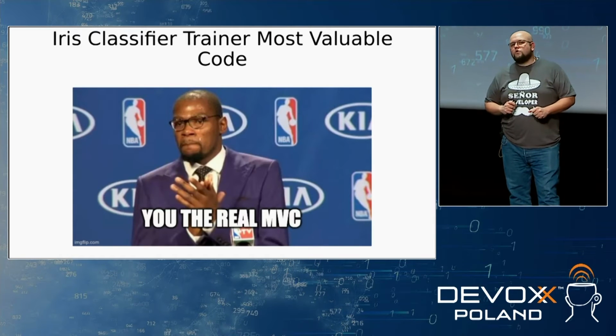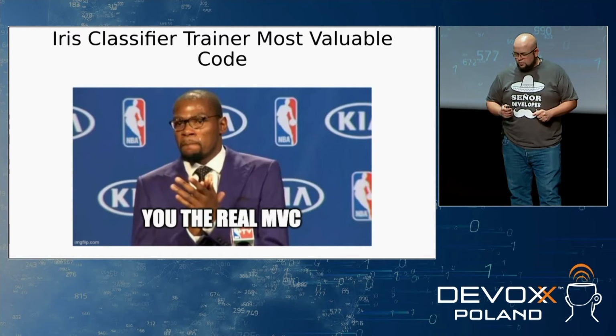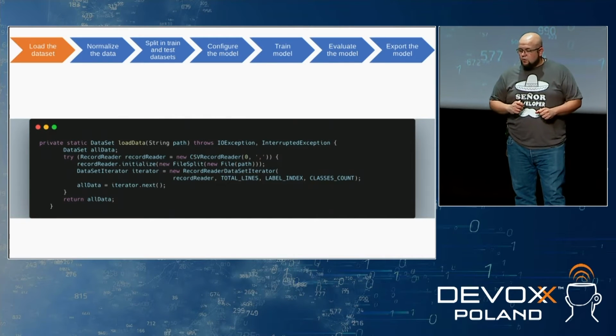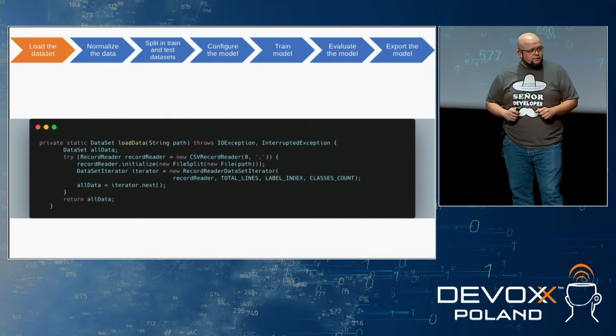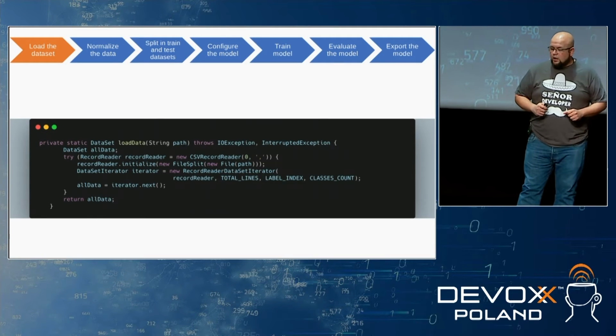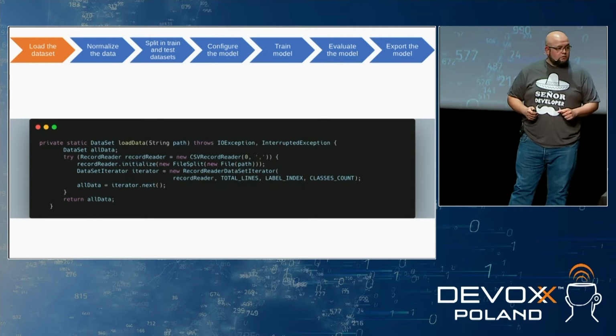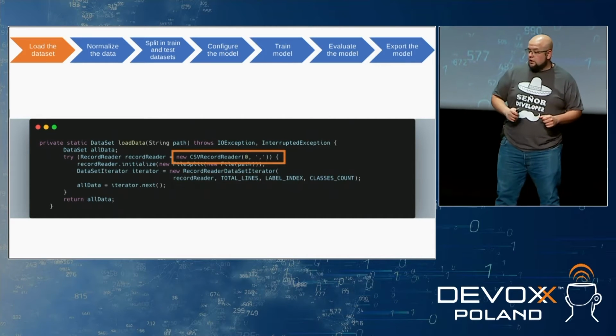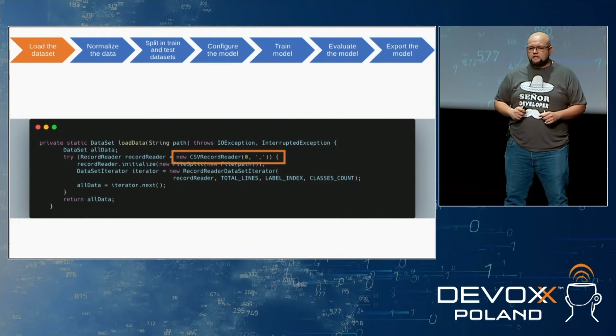So now let's look at the most valuable code. So first, we load the data set. Here we are using a CSV record reader, which is provided by one of the dependencies of Deeplearning4j.